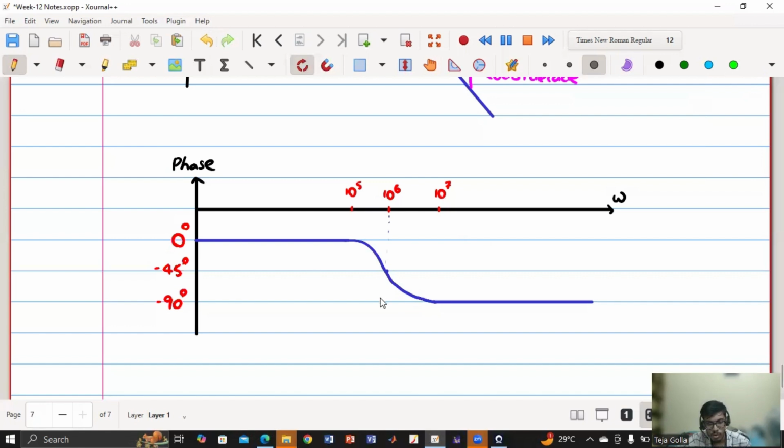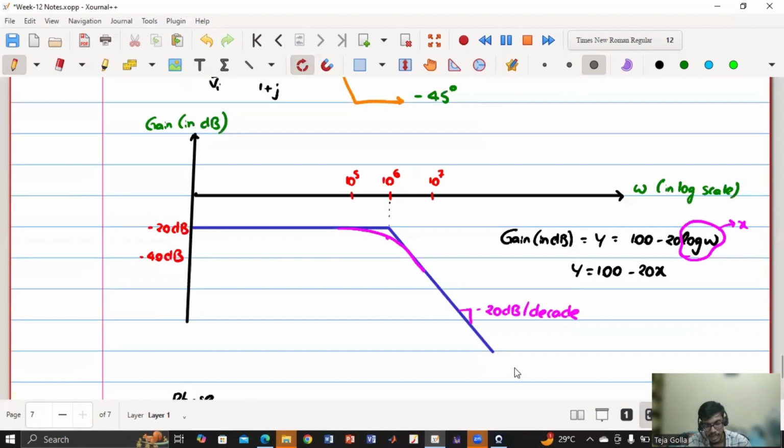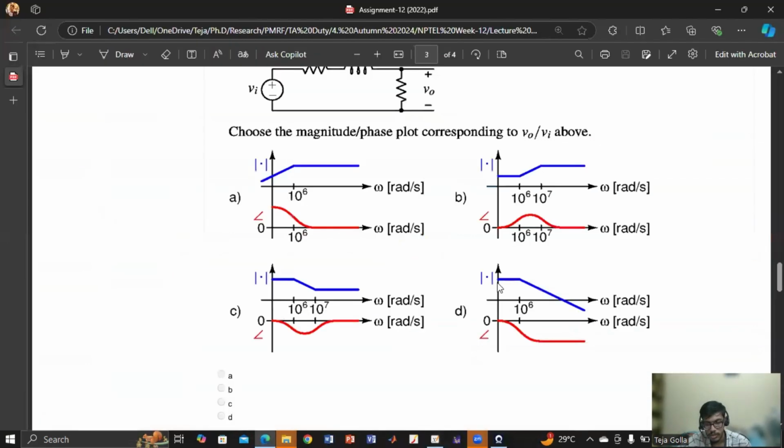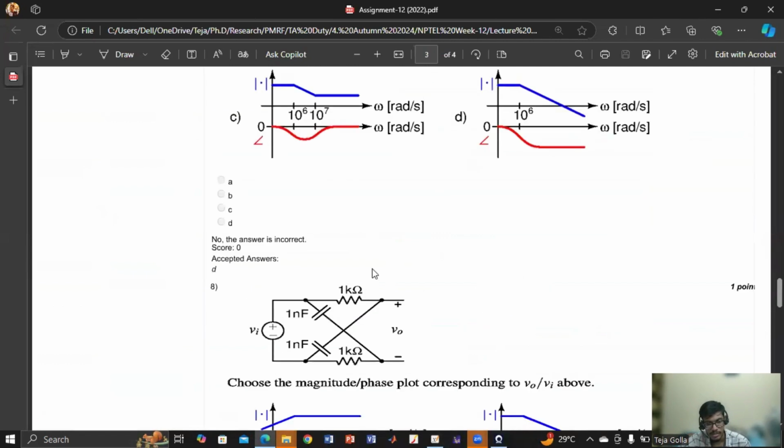So let us go back. We are getting the magnitude something like this and phase something like this. So if you go and check, magnitude should be something like this and phase is something like this. So the correct option is D.